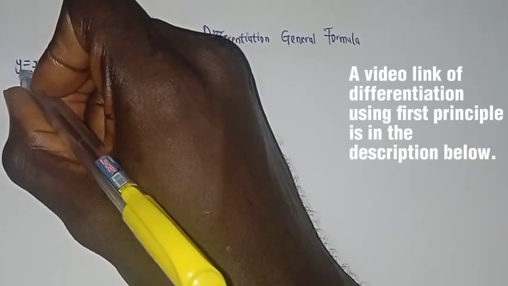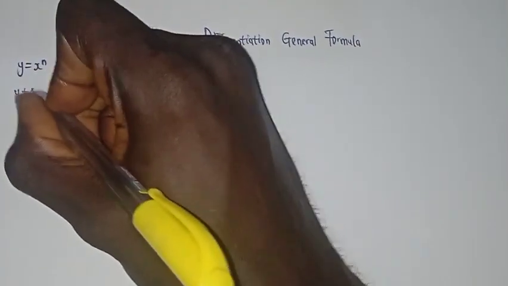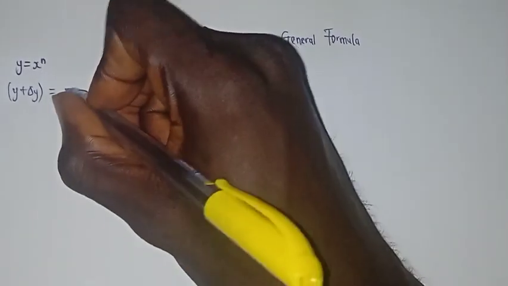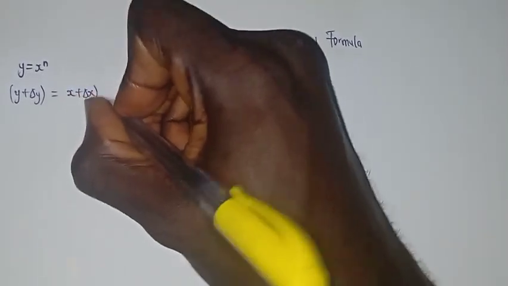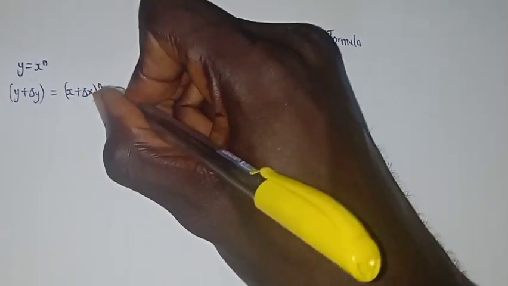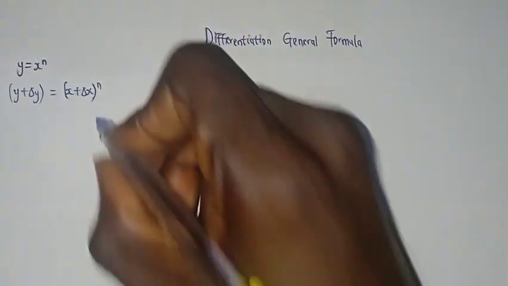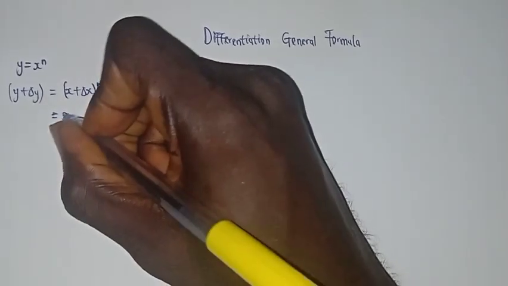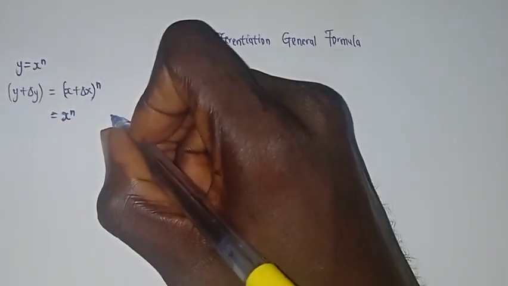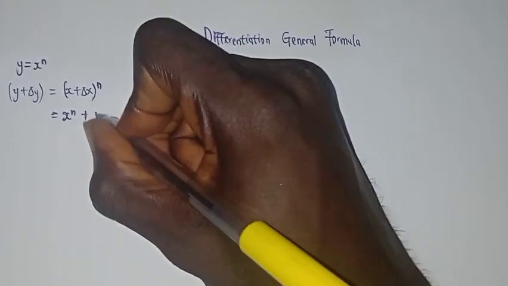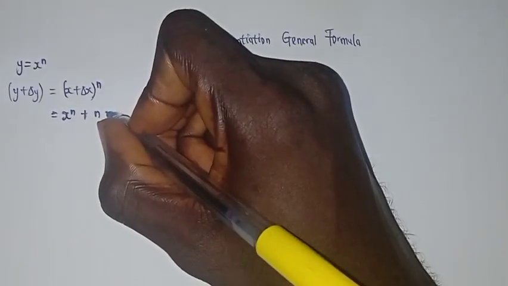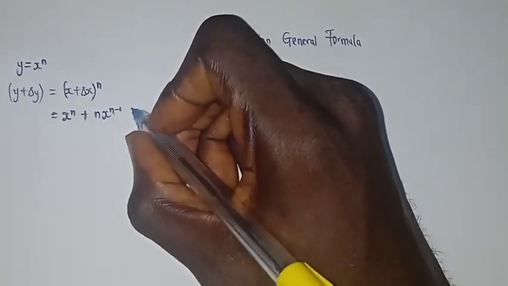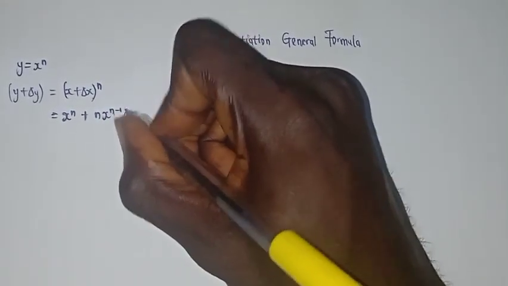That means for y, we'll substitute y plus delta y, right? And then for x, substitute x plus delta x, and then our power n. And let's open this bracket. So we'll have x, our first term, raised to the power of n, and then our second term will be n multiplied by x^(n-1), right, multiplied by delta x.